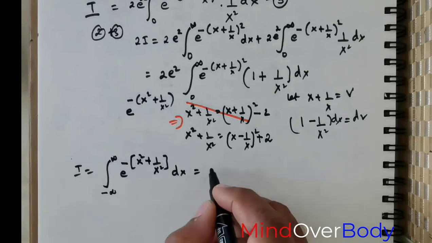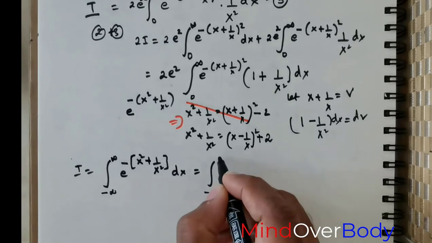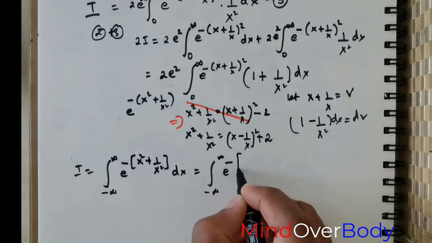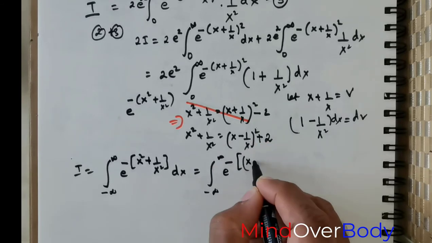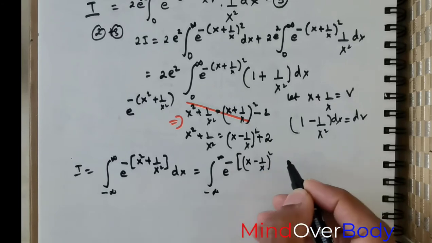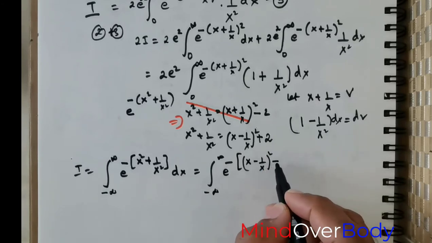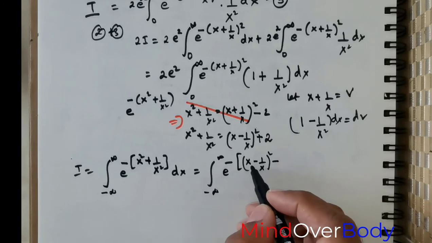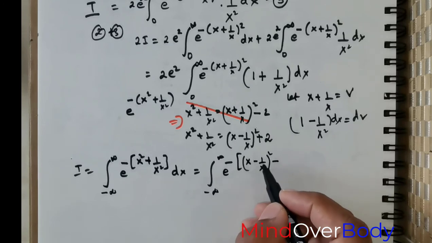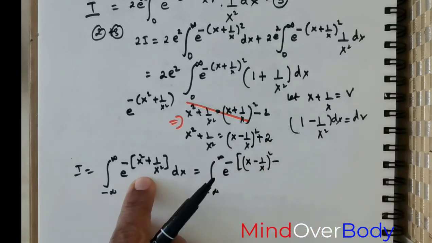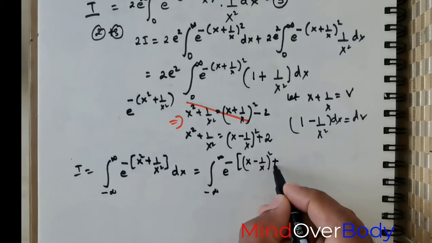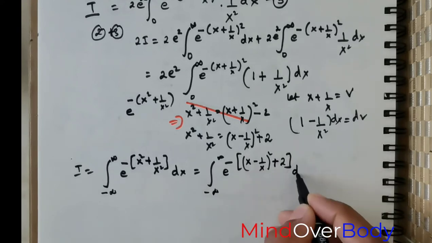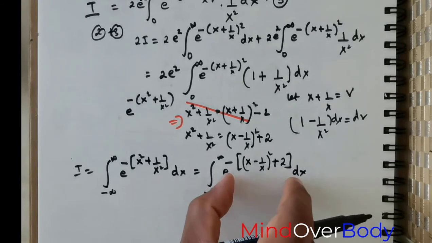So I'm rewriting this as the integral from negative infinity to infinity of e raised to the power of negative of, I'm going to use this term, so this is going to be x minus 1 over x raised to the power of 2. So it's going to be plus 2, because if I were to expand this, I would get x squared plus 1 over x squared, that's fair enough. But I would get a negative 2 coming out. So that negative 2 has to be neutralized with a positive 2. So this is what we should now add.